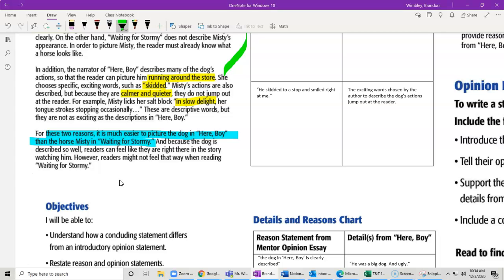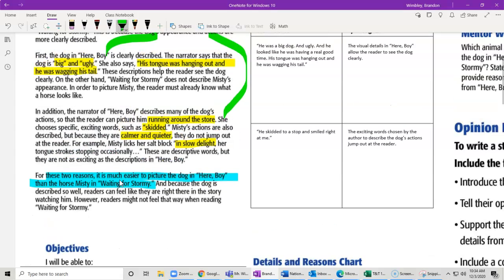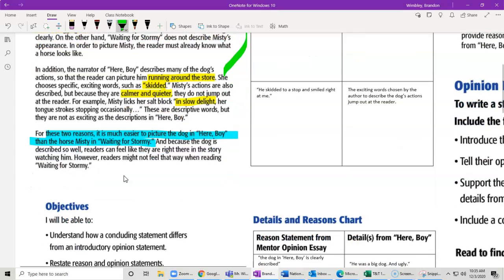Notice in this conclusion paragraph, I restate my opinion statement. I say again what my opinion was. It's easier to picture the dog, but I say it in different words. So I can think of my opinion, introduction, and concluding paragraph as kind of like the frame for my essay. Say this is what you're going to read in the introduction, and then conclusion saying this is what you just read. You just read that it's easier to picture the dog because of the actions and the description.